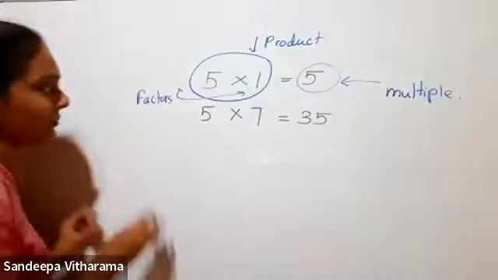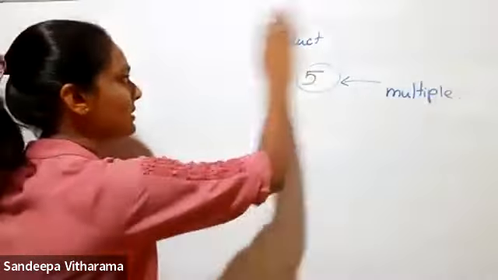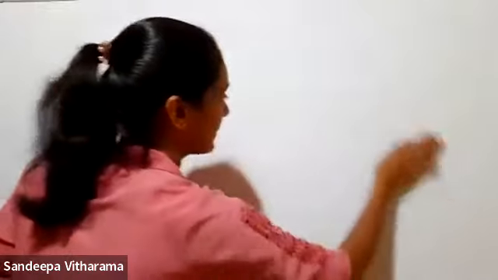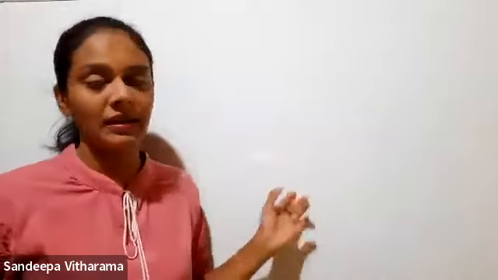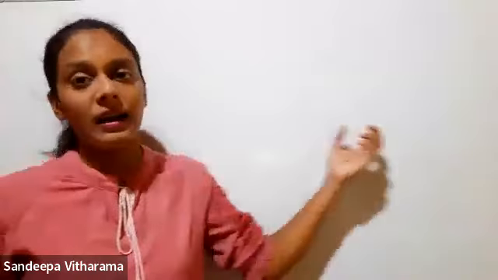When it comes to factors, what are the factors? The factors are the numbers that we use to obtain multiples, or we can say factors are the numbers that we can use to divide numbers without a remainder. When we divide a number by a particular number and the remainder is 0, that number is called a factor.